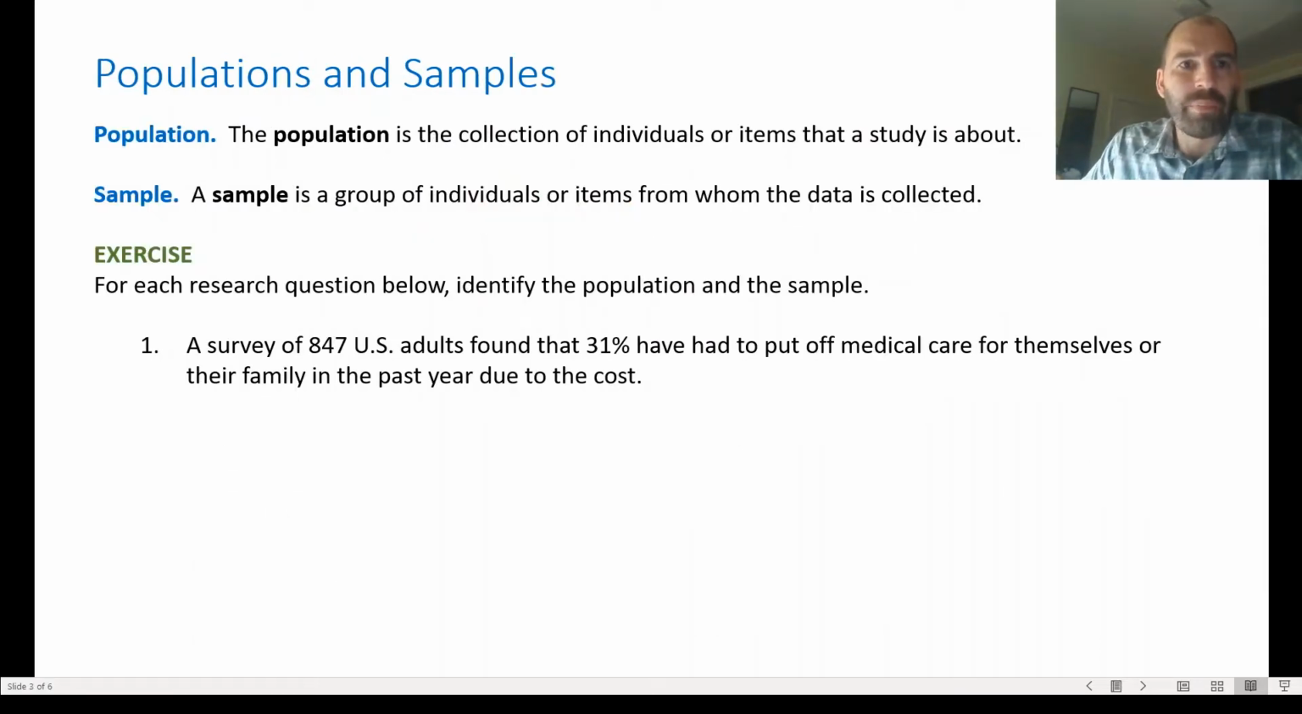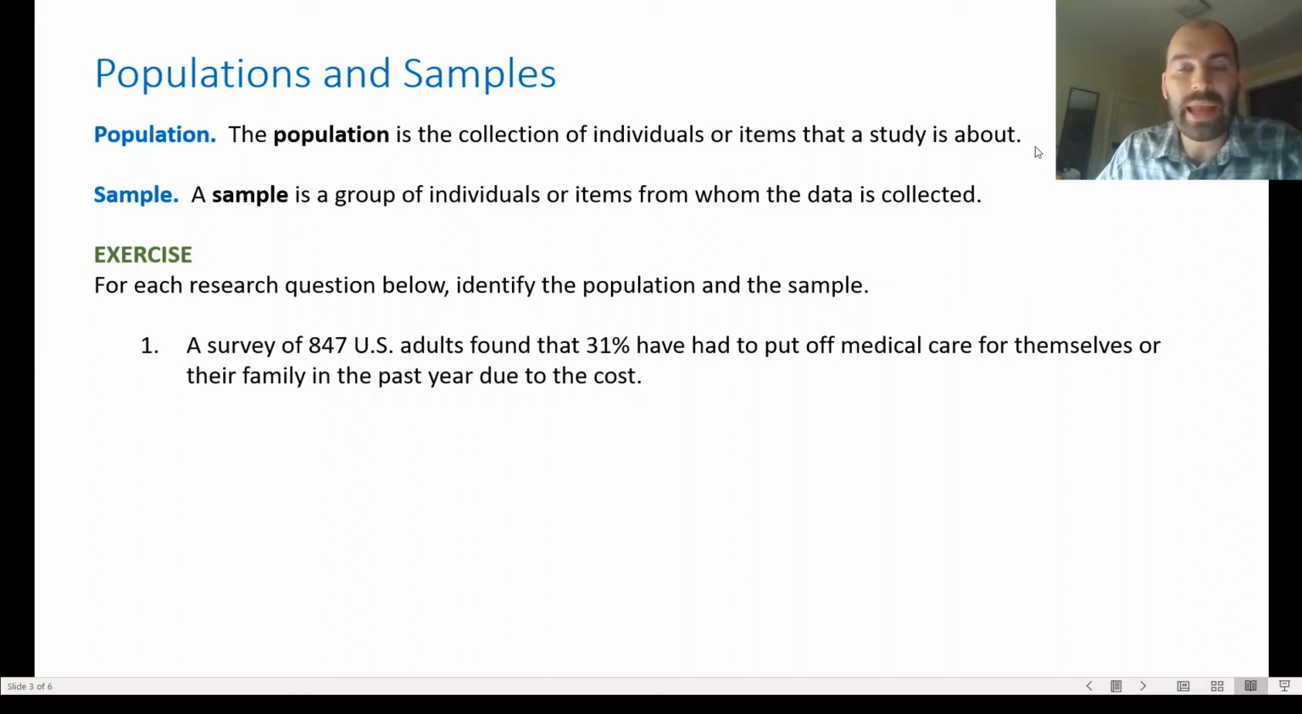Well, first we should talk about populations and samples. When we do a statistical study, we do it about the population. We are trying to draw conclusions about the population. So the population is the collection of individuals or items that a study is about. That's who we're really interested in.